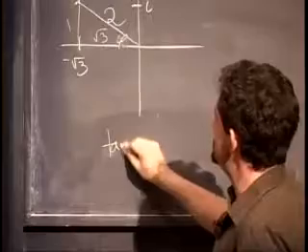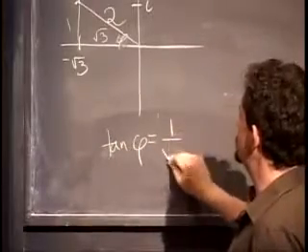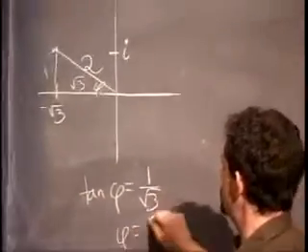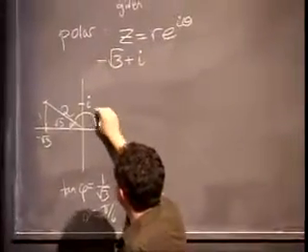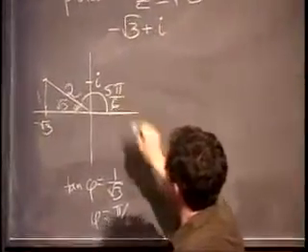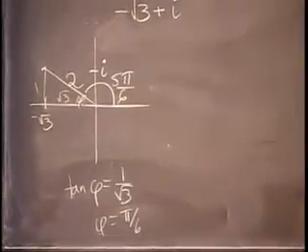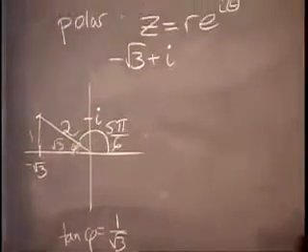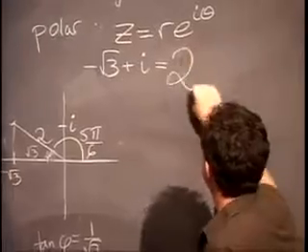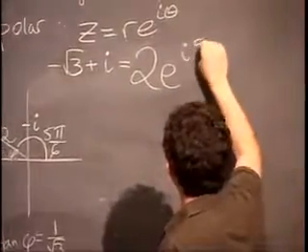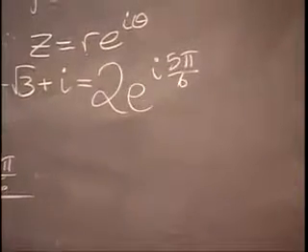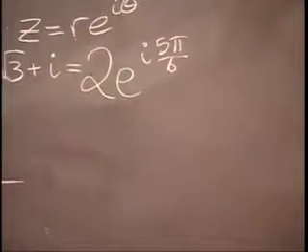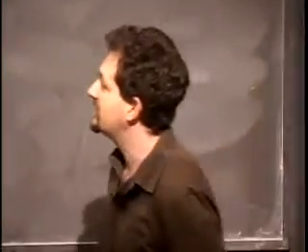Tan phi is 1 over root 3. So phi is 30 degrees, pi over 6. And therefore this is 5 pi over 6. So it's got an r of 2 and an angle of 5 pi over 6. Therefore minus root 3 plus i is 2e to the i 5 pi over 6. All right, so everything is in polar form.